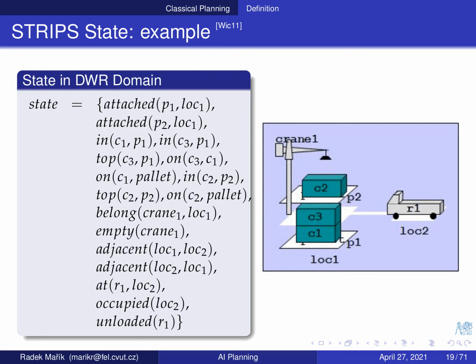Let me make an example. A state in that DWR domain is described, for example, using this set. You can see a set of literals, names, and constants, saying that the pile P1 is attached to location 1, location 1 is adjacent to location 2, or that robot R1 is located at location 2. Location 2 is occupied and robot R1 is unloaded. So this is the way how to describe the state using STRIPS notation, using literals. So this is the description of the domain.